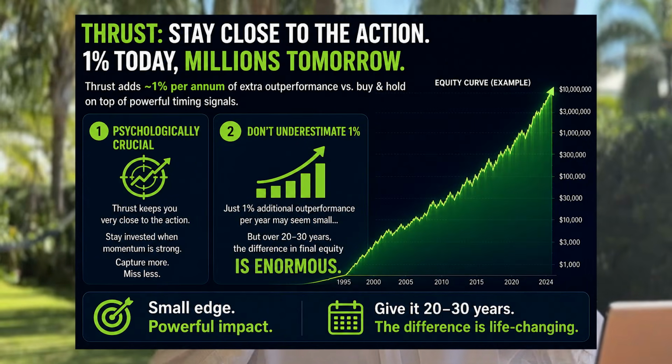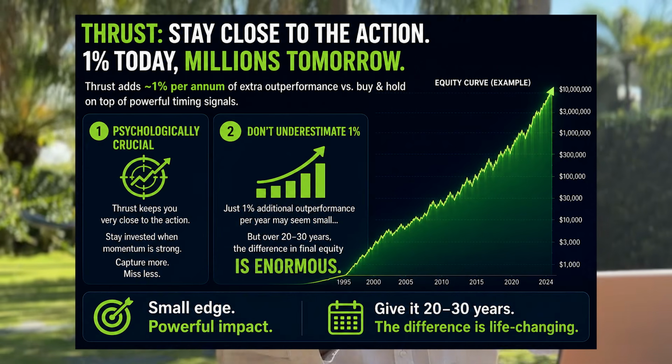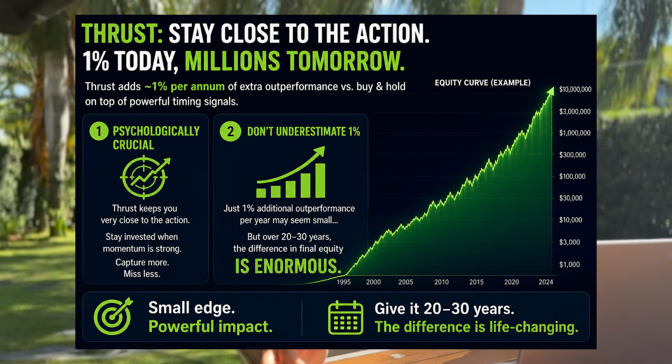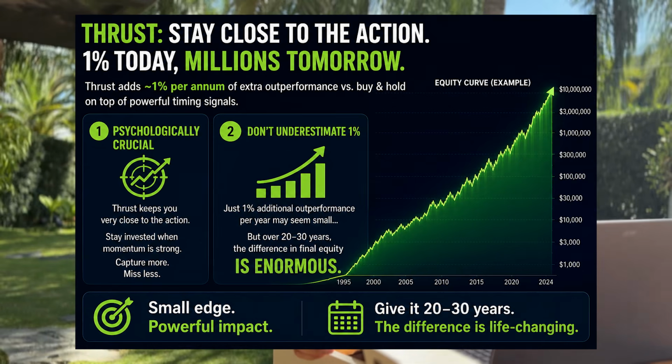And you may be thinking, well, for just 1% additional outperformance, is it worth it to complicate your life and include thrust? And I tell you, yes. Yes, because of two things. First one is because you really feel like kicking yourself when you get a late buy signal. When you see a new bull market and you see that the market starts going up, and your normal timing indicators do not trigger a buy, you feel miserable when after several weeks you finally get a belated buy signal. So psychologically, thrust is very important because it keeps you very close to the action.